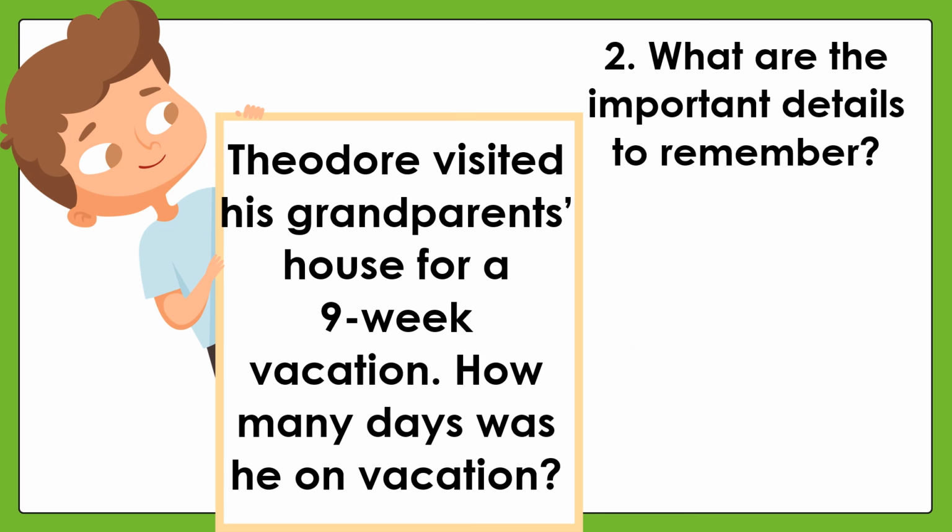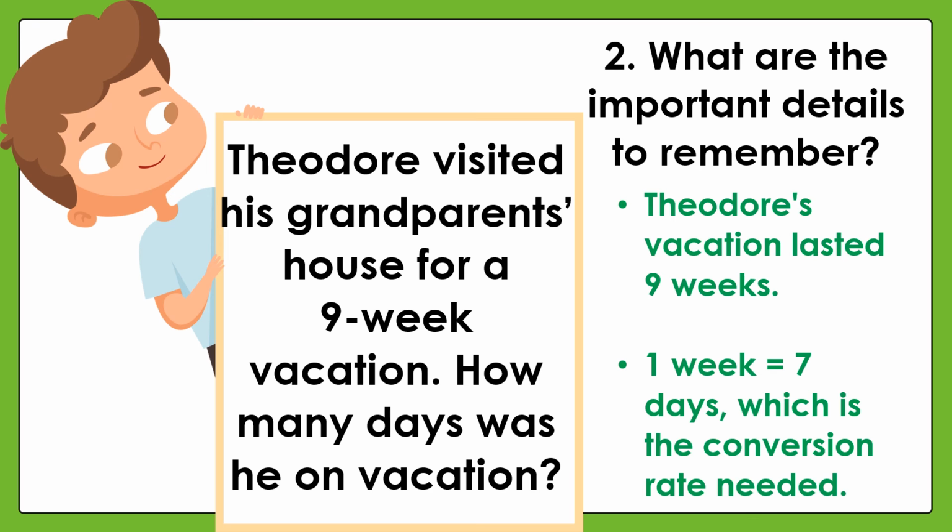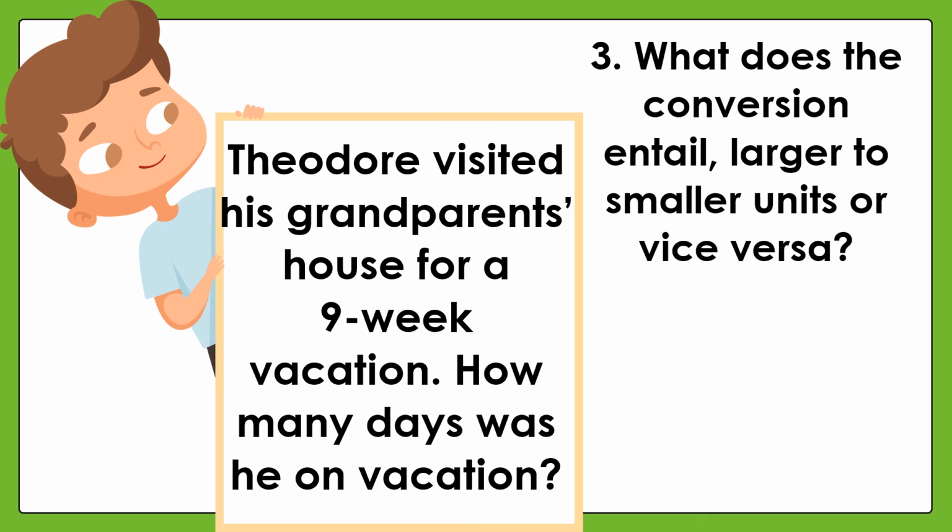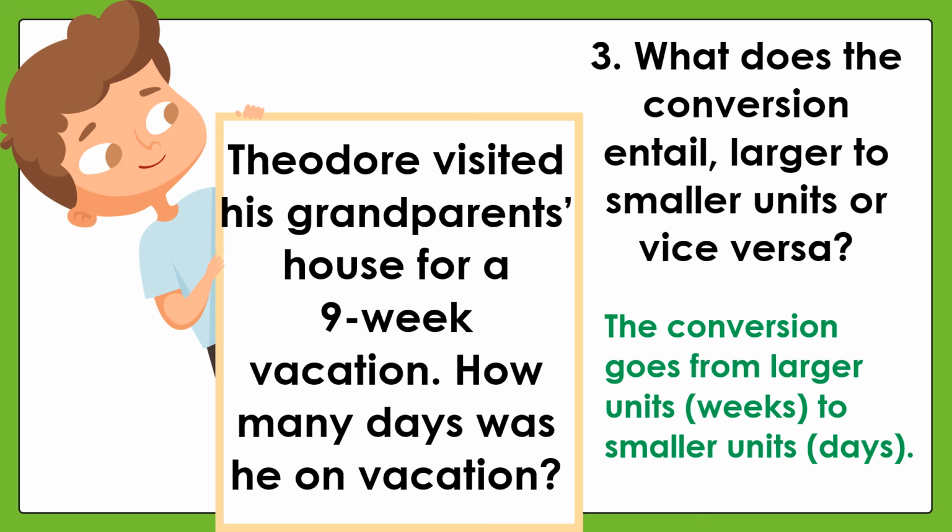Number 2, what are the important details to remember? The answer, Theodore's vacation lasted 9 weeks. 1 week is equal to 7 days, which is the conversion rate needed. Number 3, what does the conversion entail? Larger to smaller units or vice versa? The answer, the conversion goes from larger units or weeks to smaller units or days.